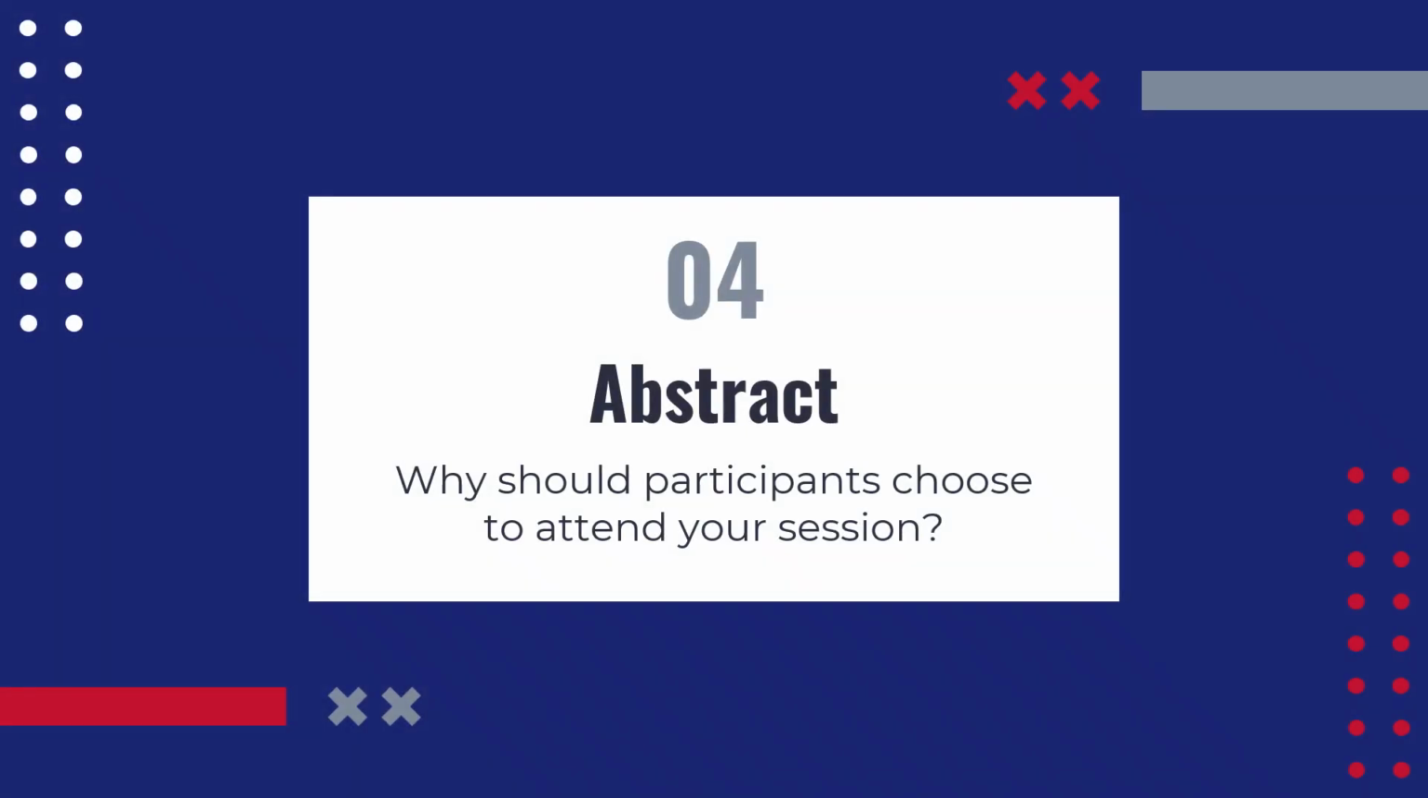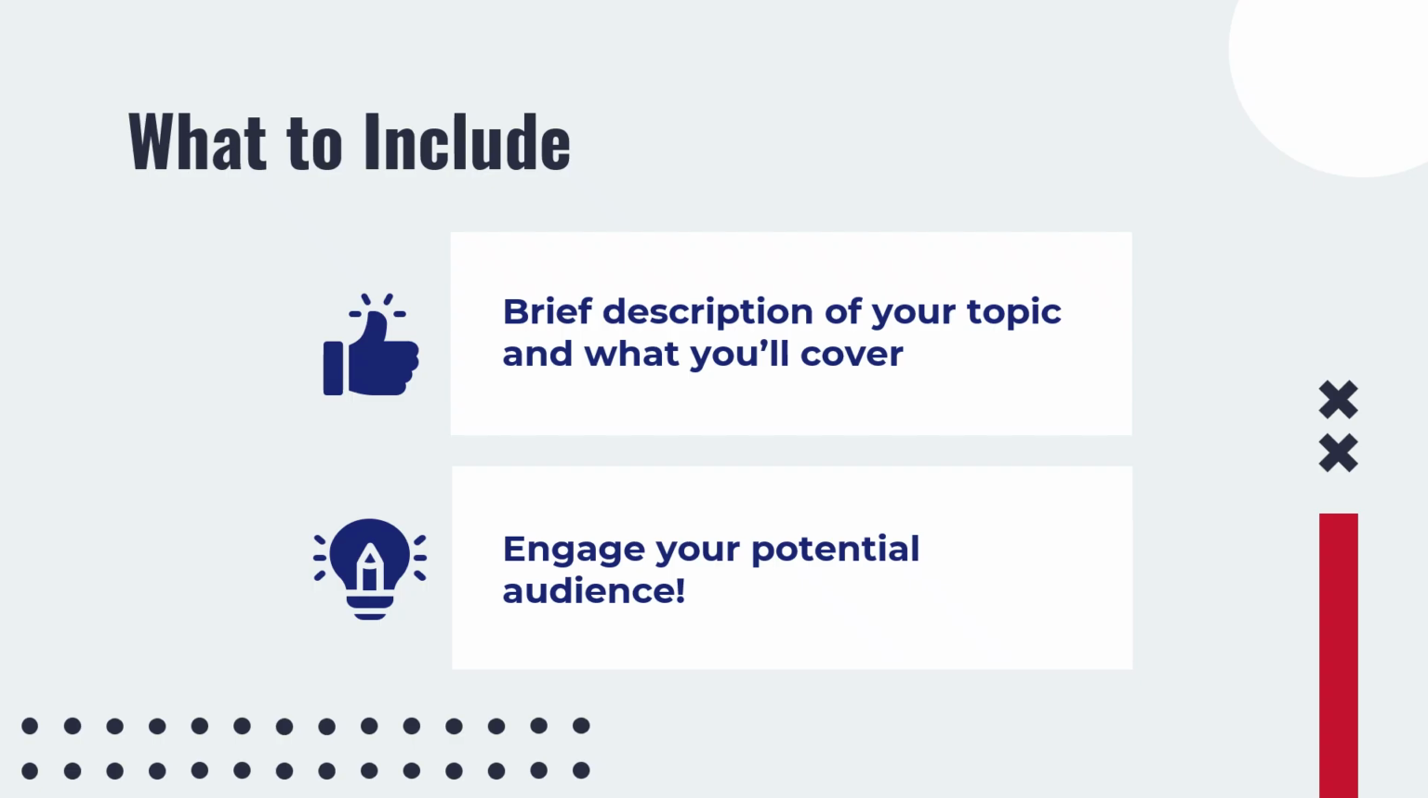Next, let's cover the abstract, which addresses the simple question, why should participants choose to attend your session? With so many excellent sessions to attend, participants want as much information as possible to help them make their decisions when looking at the convention agenda. So, you have a 50-word limit to catch their attention. Use 2 to 3 sentences as your elevator pitch. Use simple, clear, and inviting language, and it can be powerful to use a simple question. Check out some great example abstracts on the TSHA convention website.